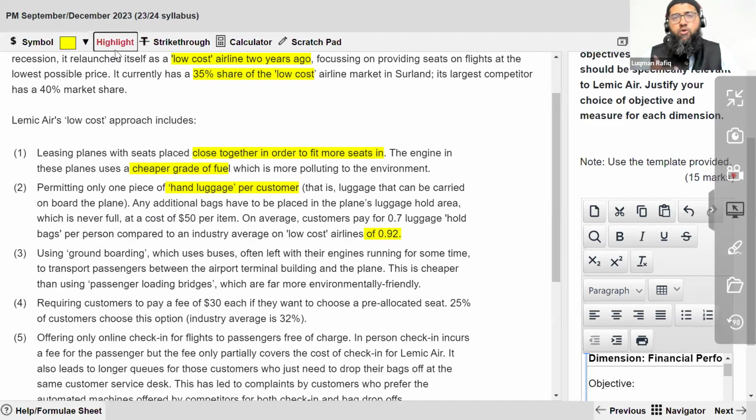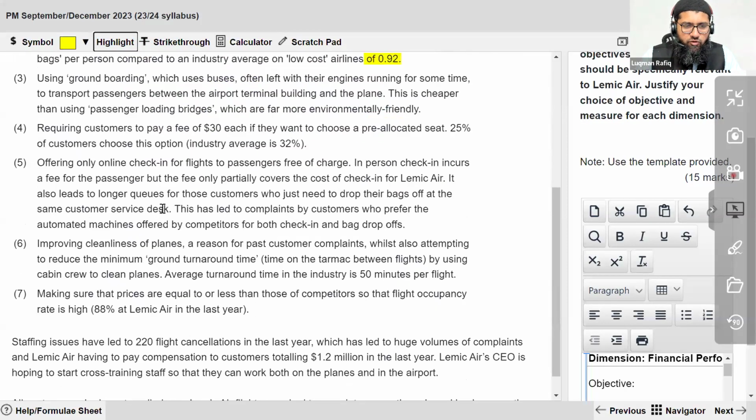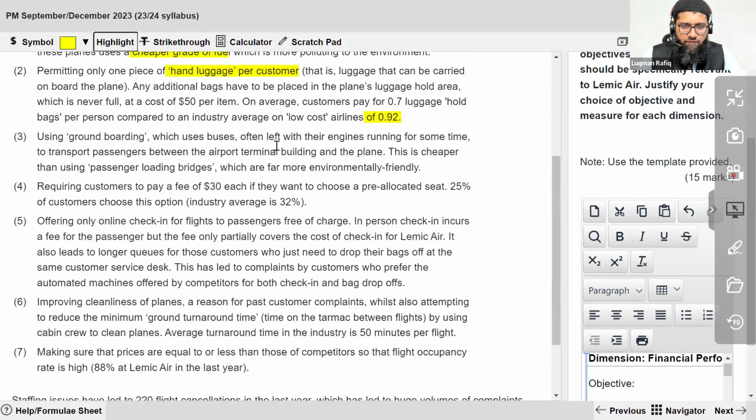So they are not even able to earn revenue from that area. They use ground boarding, which uses buses, often left with their engines running for some time, to transport passengers between the airport terminal building and the plane.